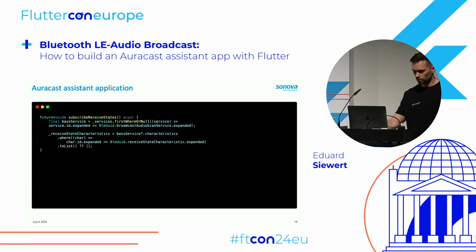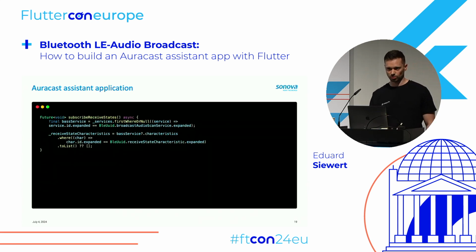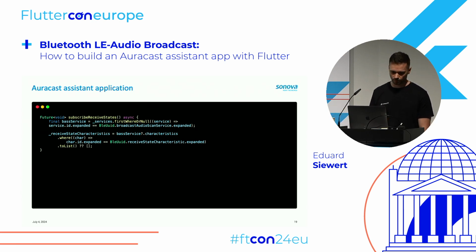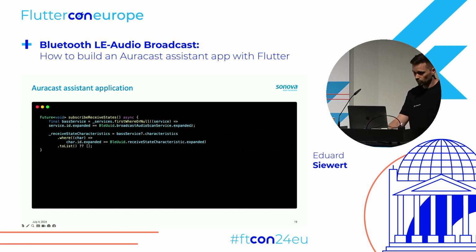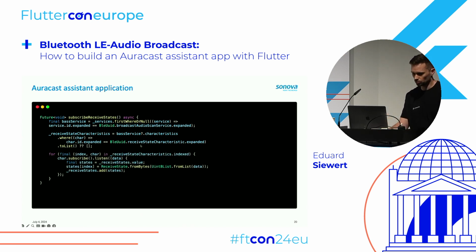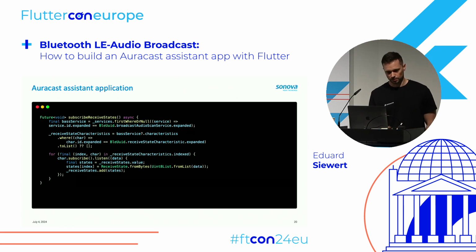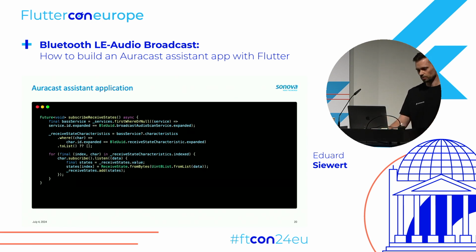When we have found the service, we need to subscribe to the receive states because we want to be informed whenever the receive states are updated. So we are looking for our Broadcast Audio Scan Service, and then within this scan service, we look for the receive state characteristics. Once we have them, we subscribe to them to be updated whenever they change, and we just keep a list of receive states that we update and display in the UI.